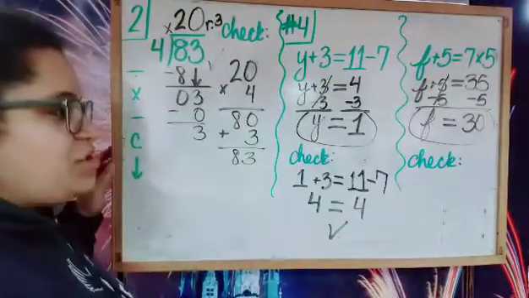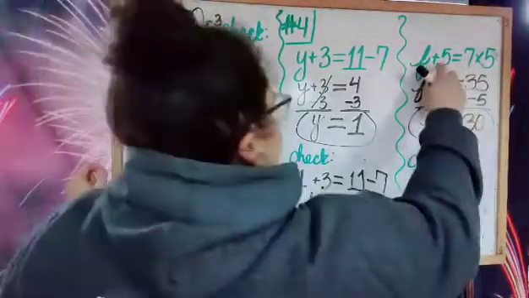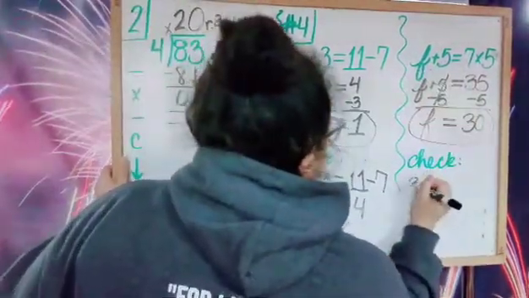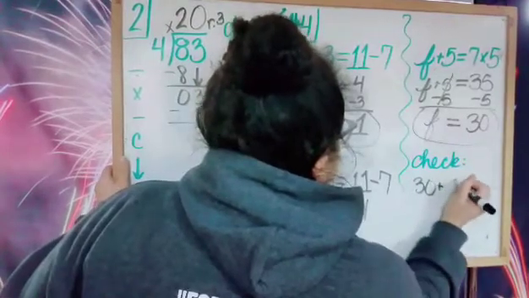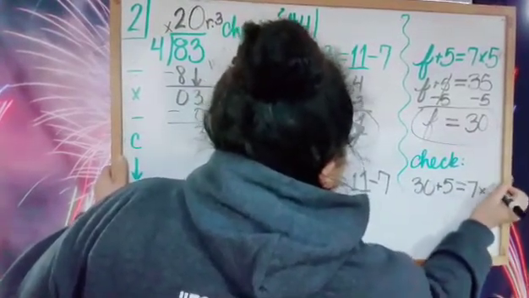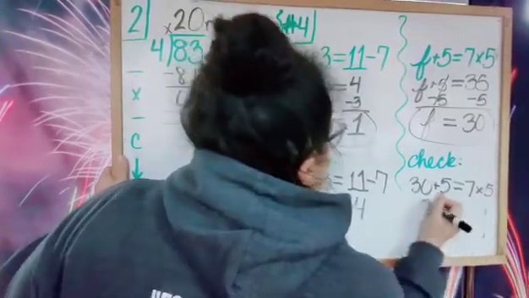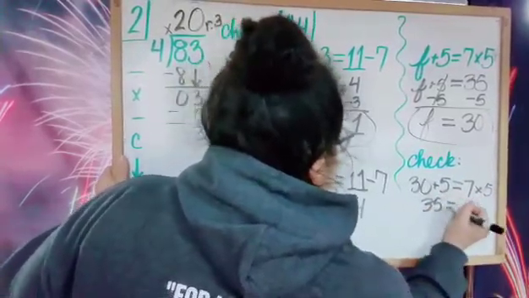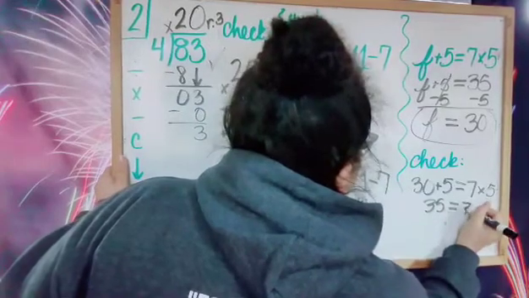Okay, so to check it, we're going to plop 30 in f's spot in the original equation. So 30 plus 5 equals 7 times 5. 30 plus 5 is 35. 7 times 5 is 35.